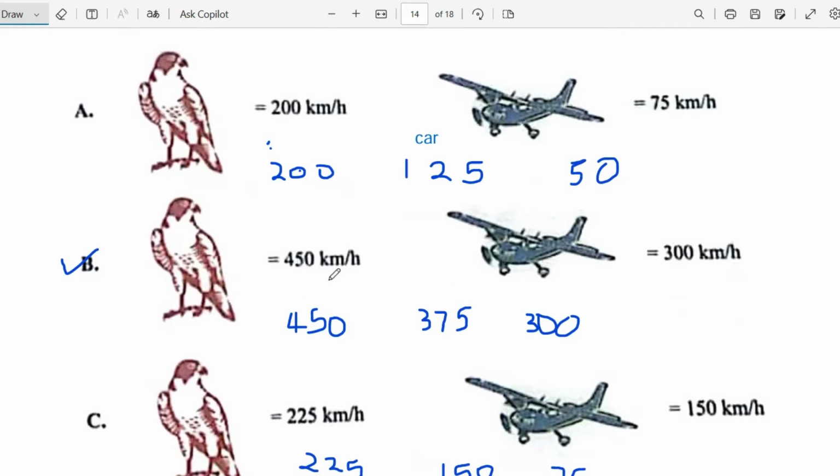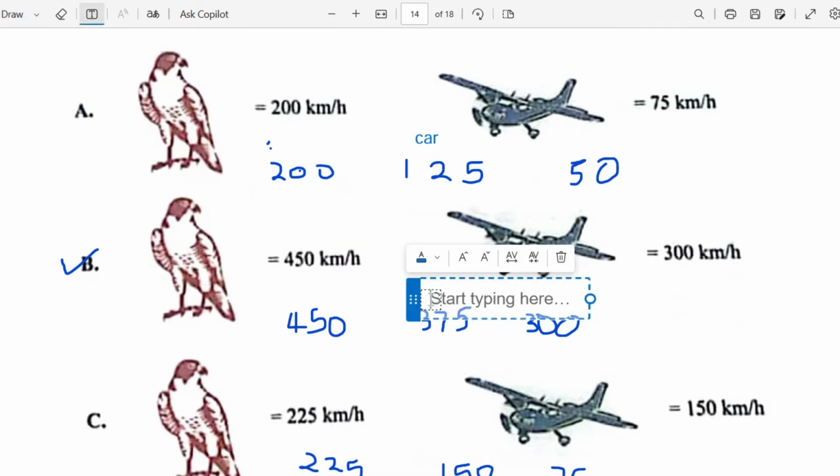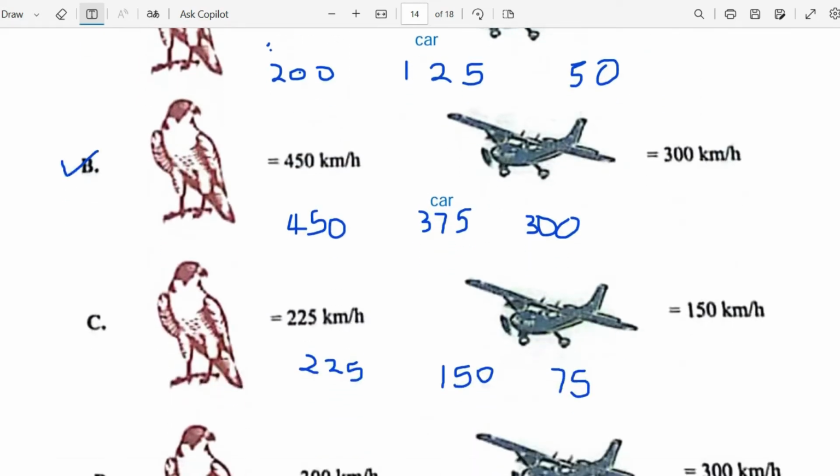If the bird is 450 kilometers per hour, and we take away 75 from 450, we're at 375 for the car. And then we take away 75 from the car, that gives us 300. This looks like the answer, but let's check on the others.